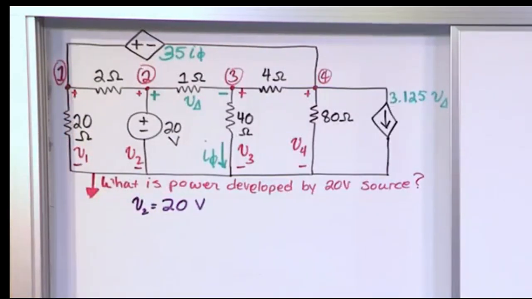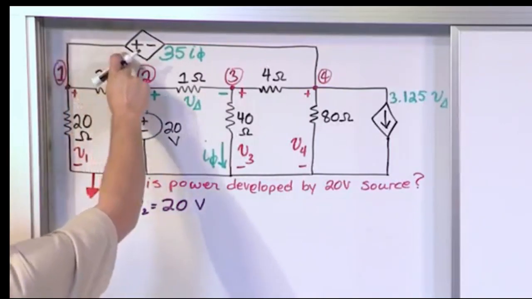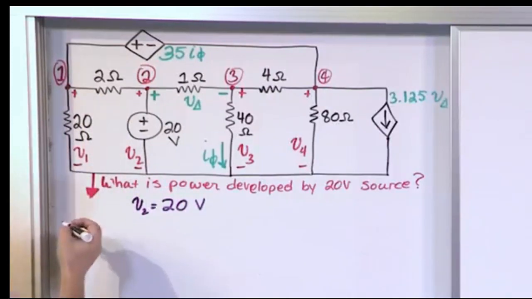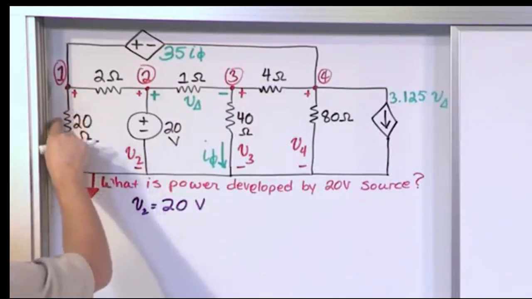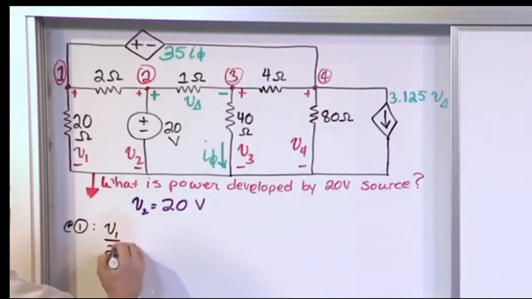So the first thing we're going to do is figure out the current through this leg, there's a current through this leg, there's a current through this leg. So what's the current through the 20 ohm resistor? So let's look at node 1. The current through the 20 ohm resistor is V1 over 20. Very simple, V1 over 20.